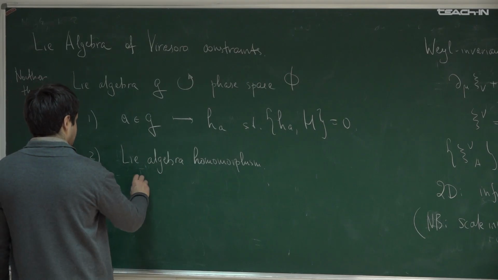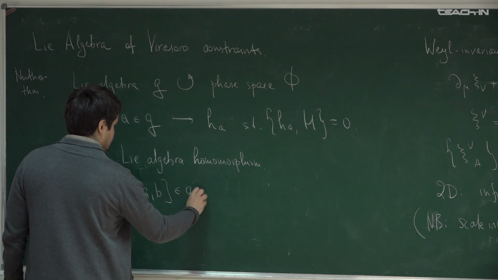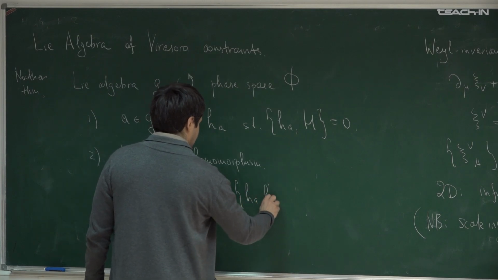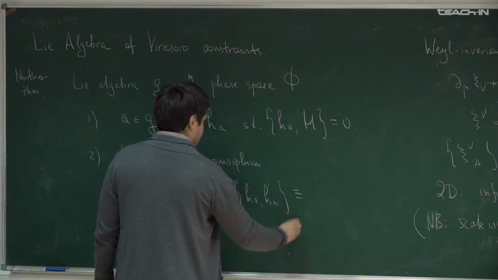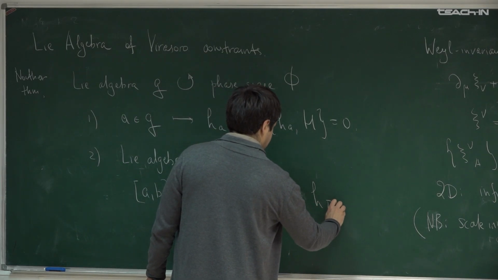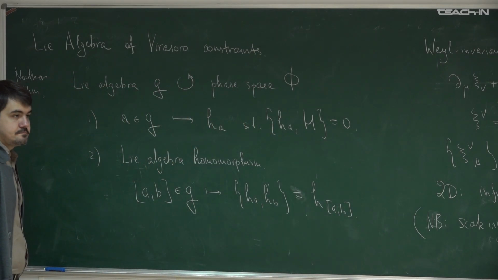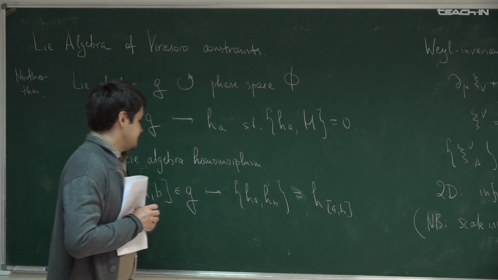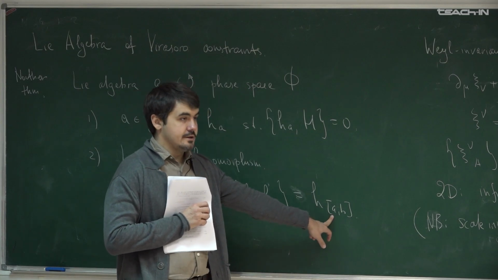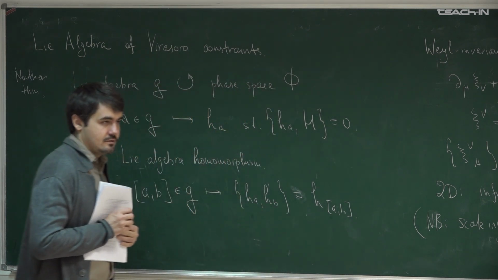So that means that the commutator of A and B, again an element of the Lie algebra, is mapped to the Poisson bracket of H_A with H_B, which therefore we can identify with H of the commutator of A and B. A priori, to the commutator there is another conserved quantity which we can call H subscript commutator. But the statement is that this is actually the Poisson bracket of H_A and H_B.